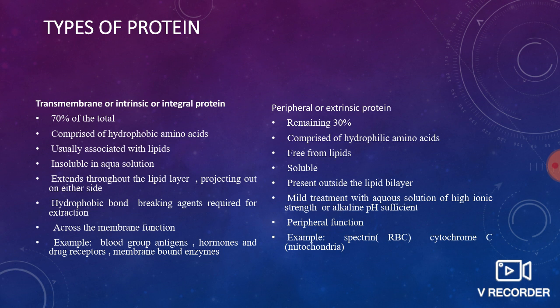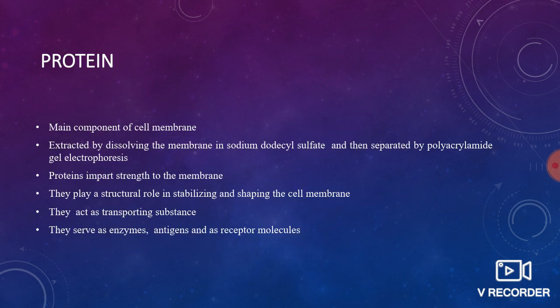Proteins are the main component of the cell membrane. They are extracted by dissolving the membrane in sodium dodecyl sulfate, which is an ionic detergent, and then separated by polyacrylamide gel electrophoresis.